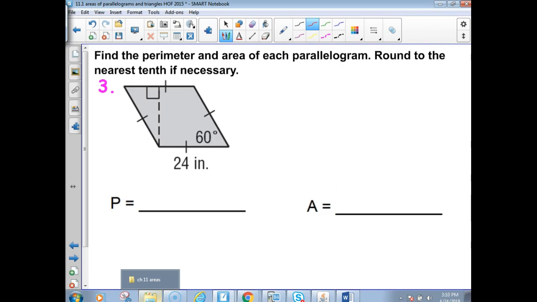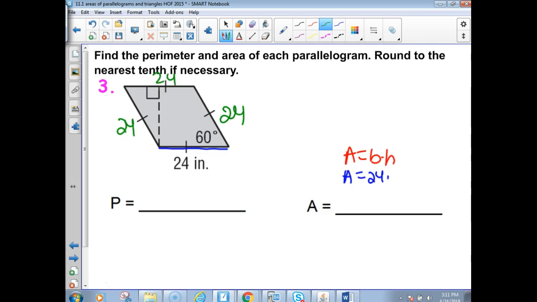All right, I'll start writing the formulas here. Find the perimeter and the area. To find area, it's base times height. Do we have the base and the height? Well, no, I do have the base. I need to find the height. I can do the perimeter fast because all of these sides are said to be equal. So I just got 4 times 24. So that's easy. That's 96 inches around the outside.